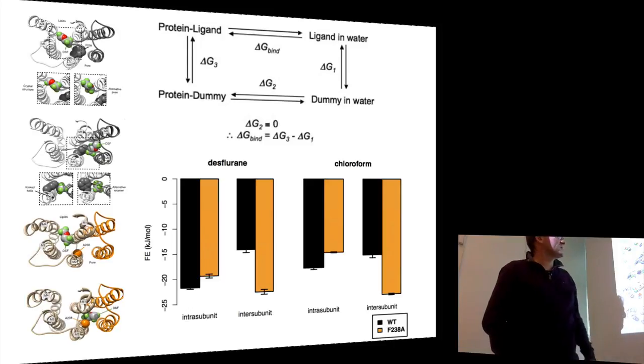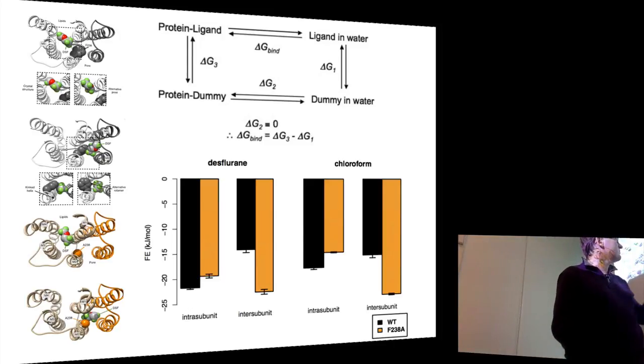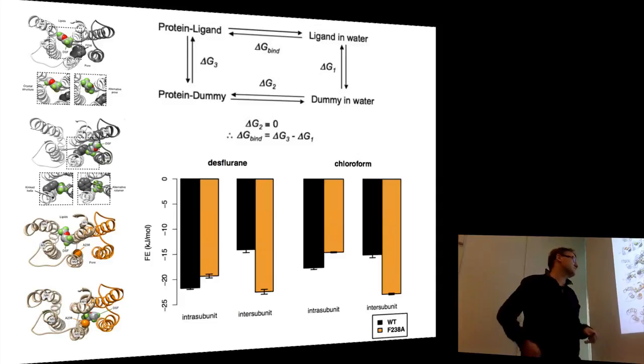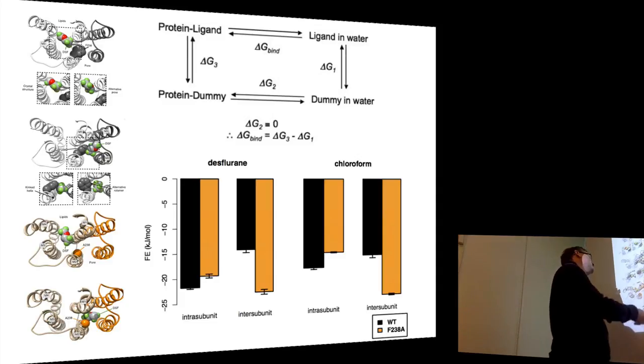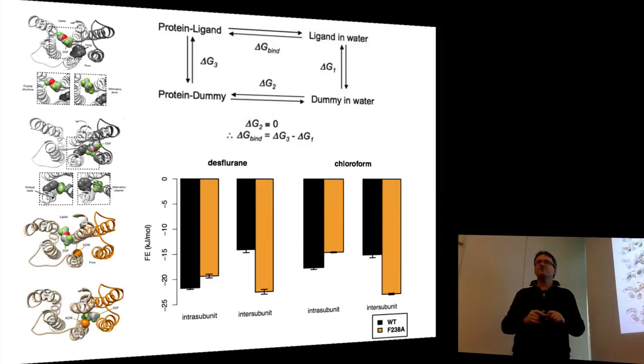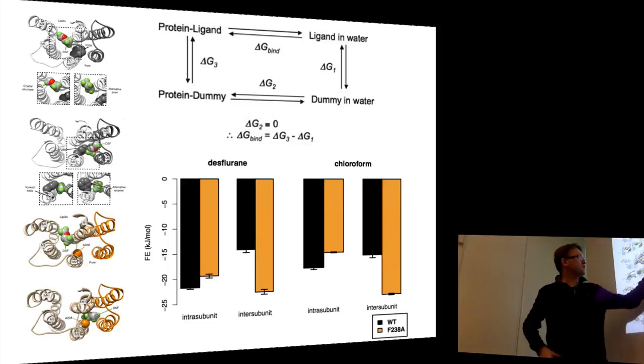And now there are lots of bars here. Let's look at the black bars first. The black bars here correspond to the wild type. Here we measure a free energy of binding in kilojoules per mole. And let's say in the wild type, and this was the bacterial protein, then we love to be bound inside each subunit, roughly minus 22 kilojoules per mole. But we can also bind between the two subunits with minus 14 kilojoules per mole.